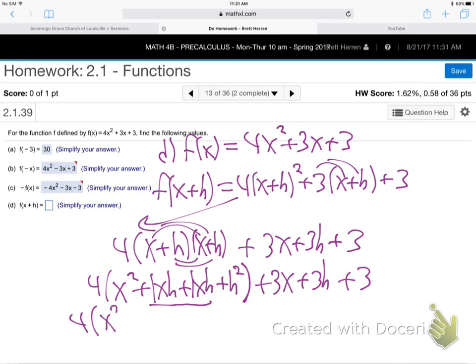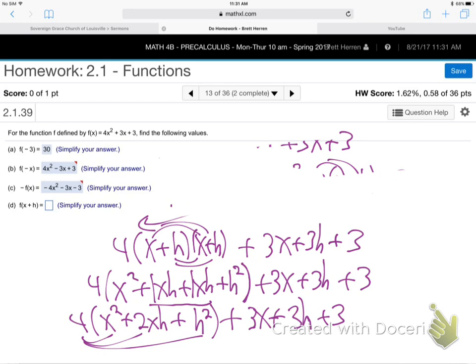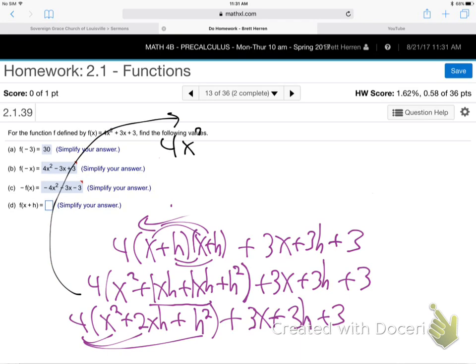Right here. So it'd be x squared plus 2xh plus h squared plus 3x plus 3h plus 3. Good so far. And then that 4 distributes. Boom, boom, boom. I'm running out of room. I'm going to have to bring it up here now. So what do I get? 4x squared plus 8xh plus 4h squared plus 3x plus 3h plus 3.